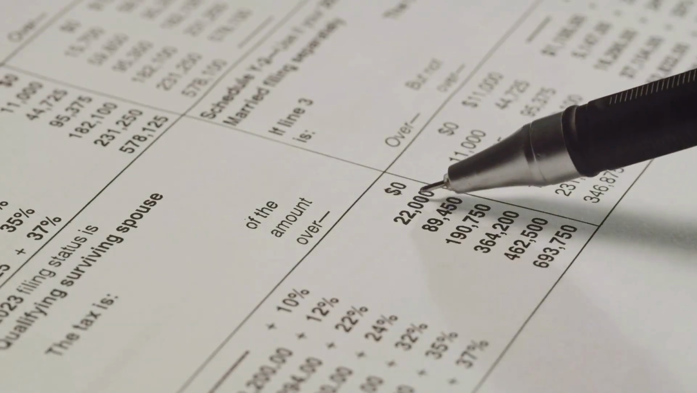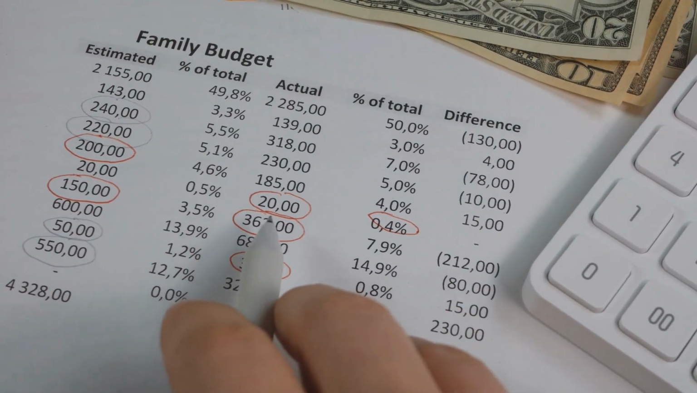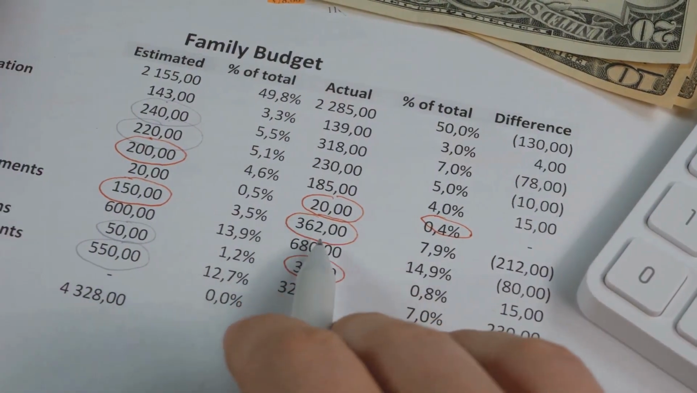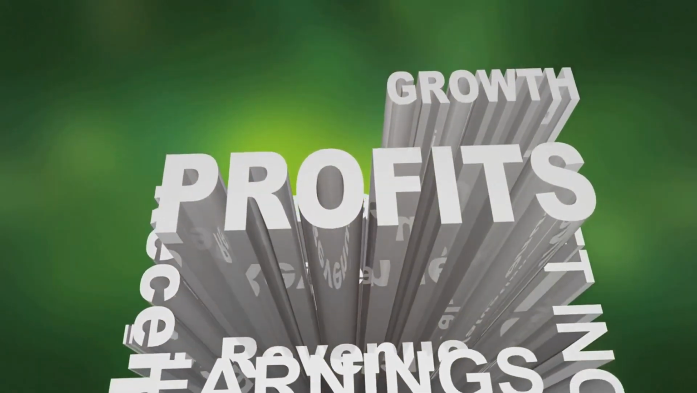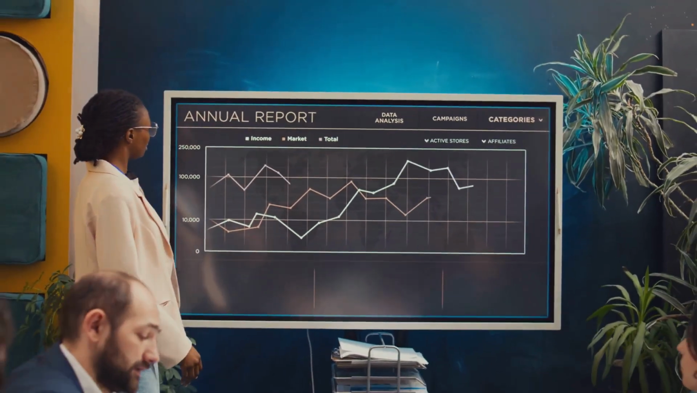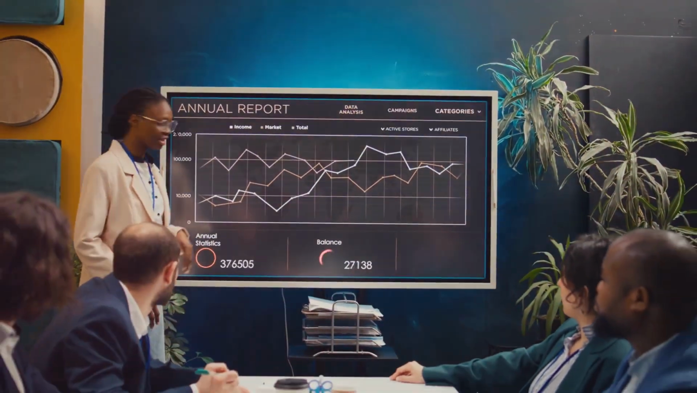The income statement, also known as the profit and loss statement, shows the company's revenues and expenses over a specific period. It's where you'll find the net profit or loss. In simple terms, it's a snapshot of how much money the company is making or losing.